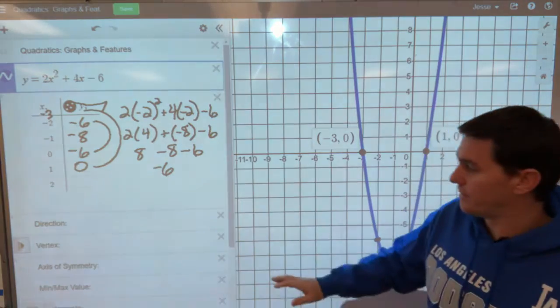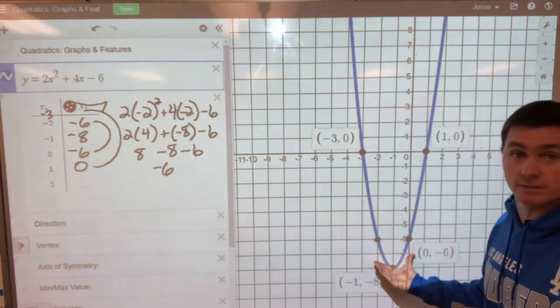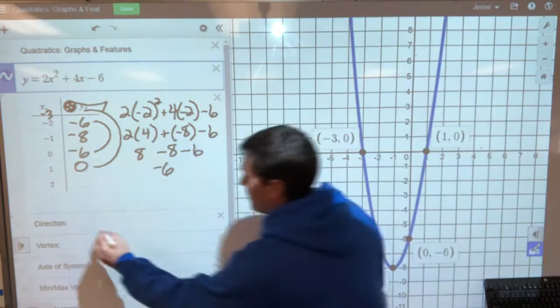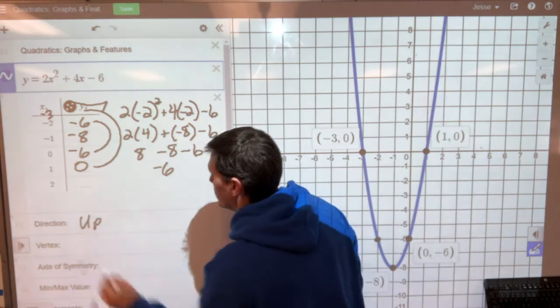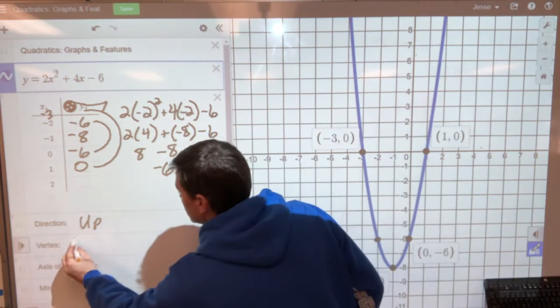Now, how do we describe this graph? The direction is either up like a cup or down like a frown. When you look at this, it's holding water, it's up like a cup. The vertex is the bottommost point. This is our vertex, negative 1, negative 8.